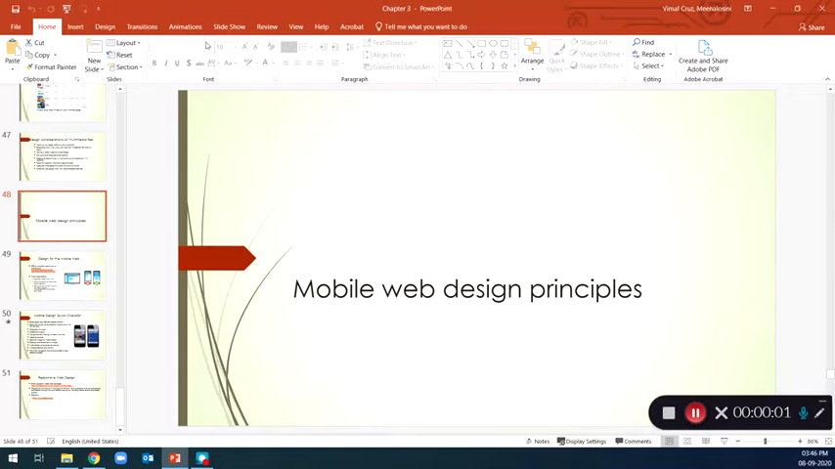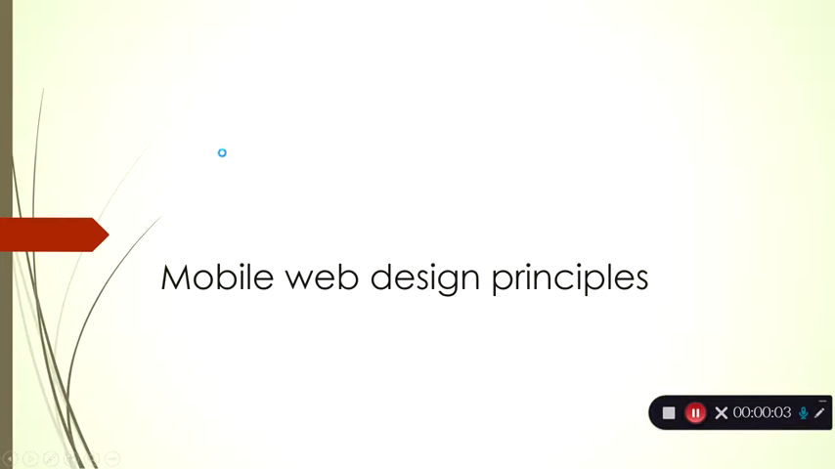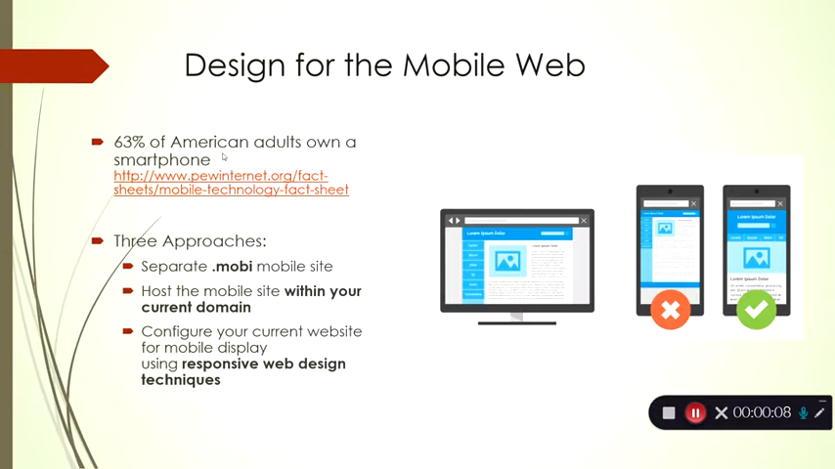Hello everyone. So in this video, we'll speak about the design principles that we have to keep in our mind when we actually design a website for a mobile display. When you publish a website, automatically you can access your website either in mobile or PC. So it will get published in both, right?